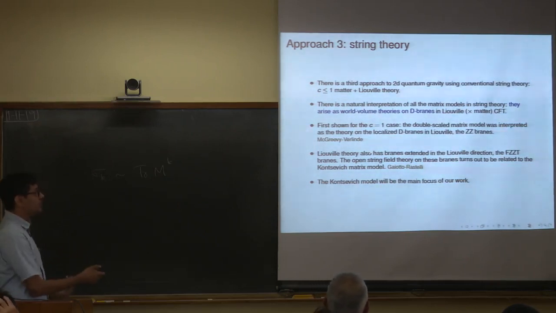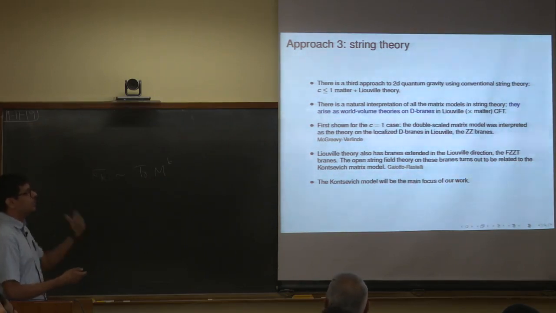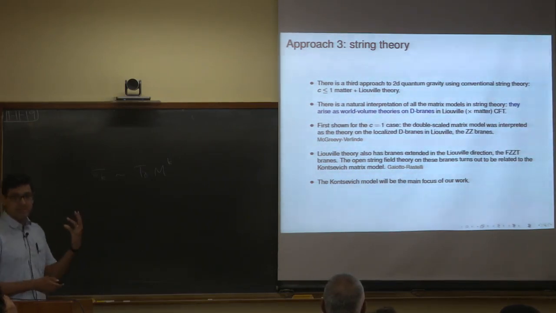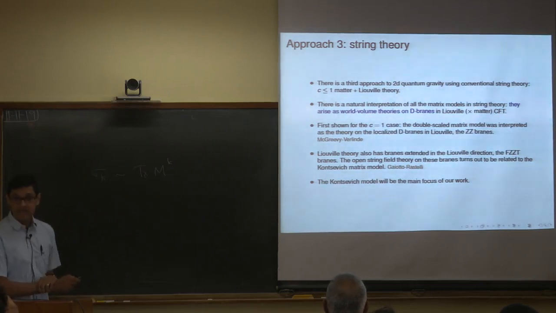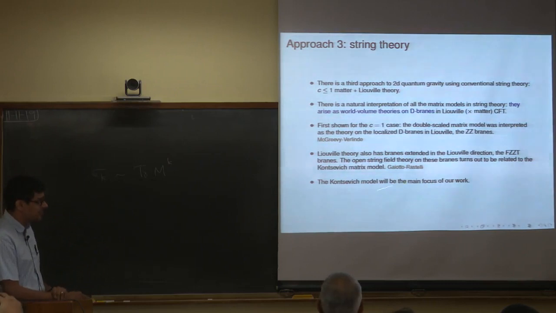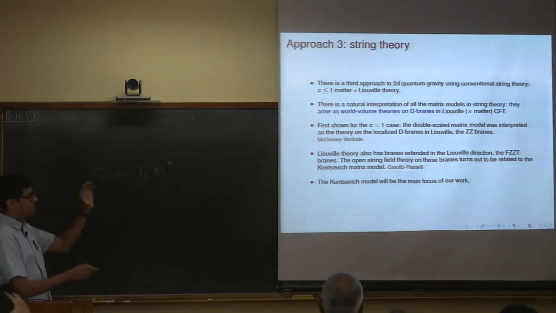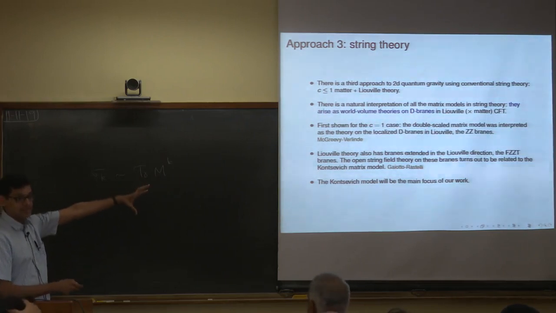This was first shown by McGreevy and Verlinde, where they showed that this double scaled matrix model is the world volume theory on localized branes in Liouville. And it was shown by Gaiotto and Rastelli that the Kontsevich model is in fact the open string field theory on FZZT branes. So we'll mostly focus on this. We'll work entirely with the Kontsevich matrix model, but we'll use all the intuition that comes from this identification.